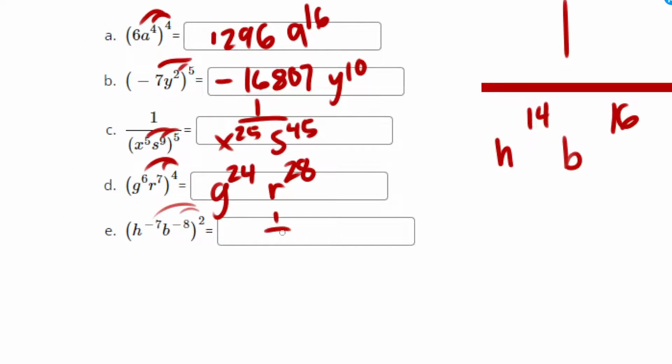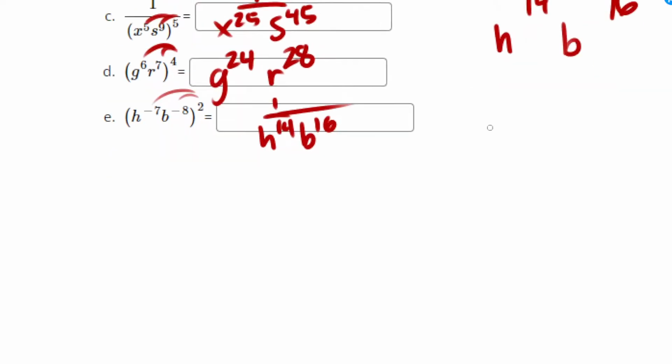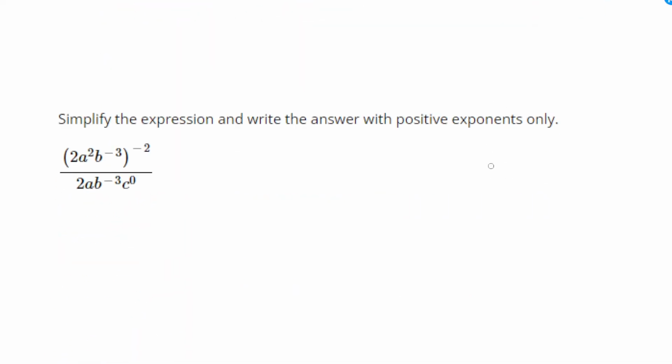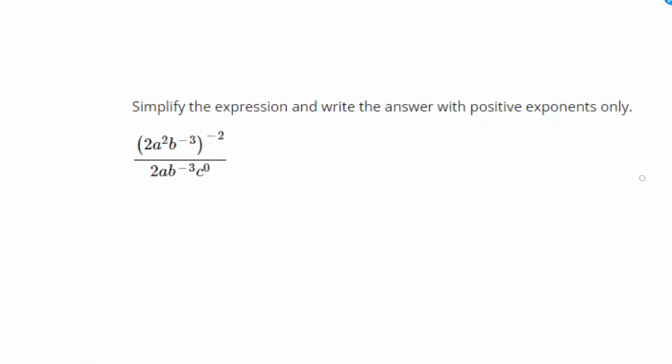So it will be 1 over h to the 14th times b to the 16th, and that 1 covers both of them. Next, we'll simplify this expression. Now, this is where things get tricky, but only sort of, not actually tricky, because if you take things one at a time, things get really simple and really easy to manage. You just have to take it one bite at a time.